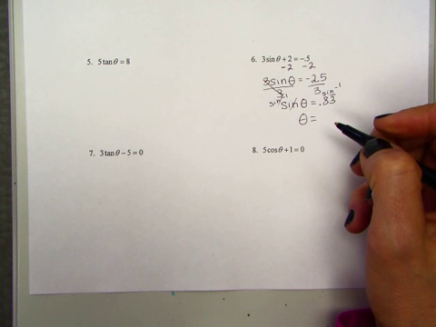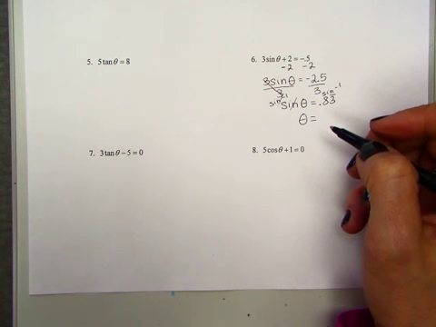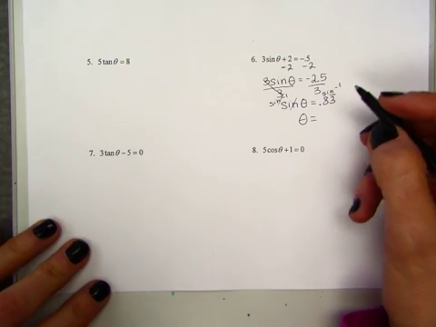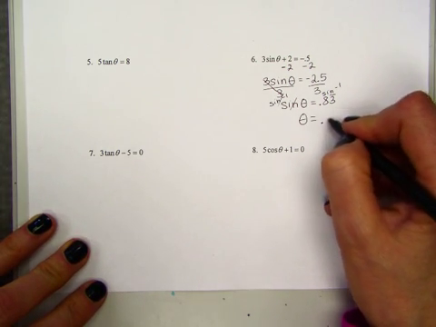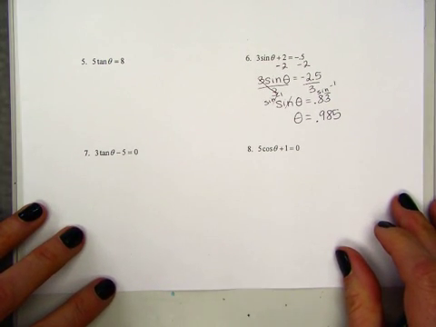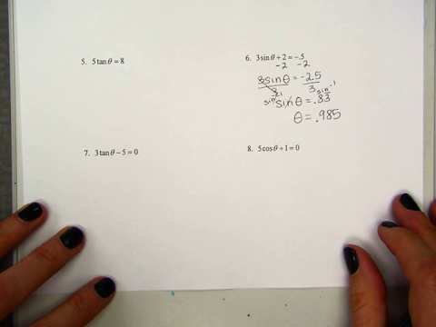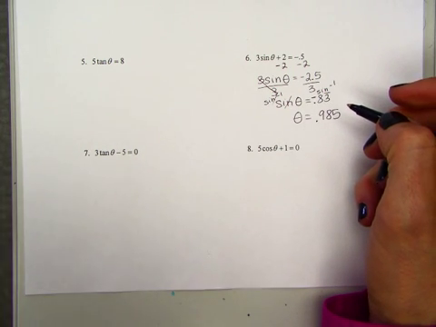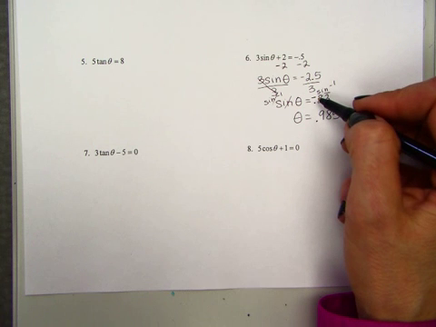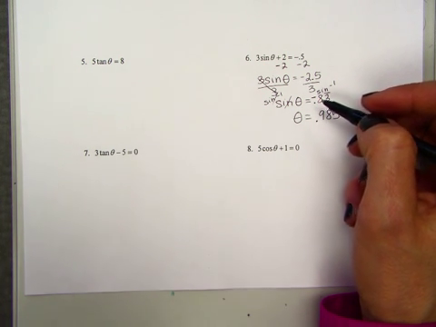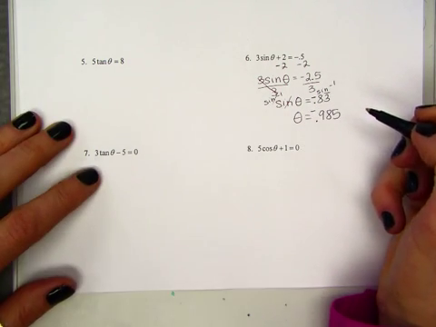And we end up with 0.985. Okay. I didn't get a negative. That's true. He's saying that this would be a negative right here. Inverse sine of negative 5/6. Okay. Yes, thank you. It should be a negative.